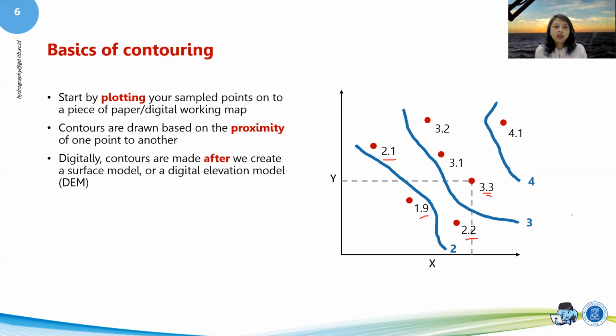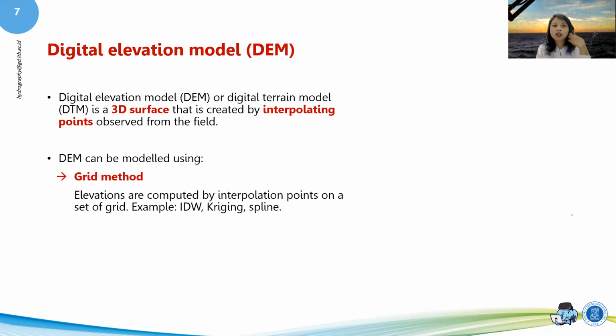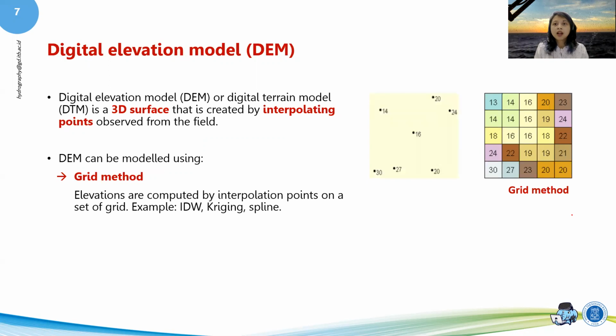But now digitally, we actually make the surface first, and then we do the contours of the surface. So we need to know how digital elevation models, or DEMs, are made. DEMs, as you know, are basically 3D surfaces created by interpolating points observed from the field. And we are going to do that in our practical as well. So the DEM can be modeled using either the grid method. In the grid method, you compute the elevations by interpolating points on a set of grids. So you make a grid out of it.